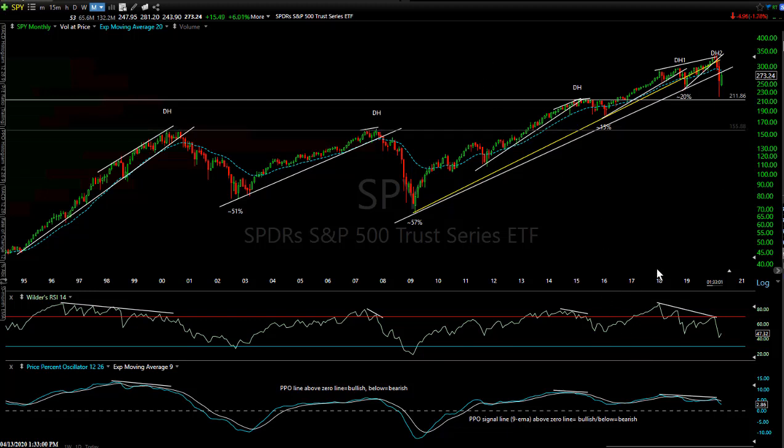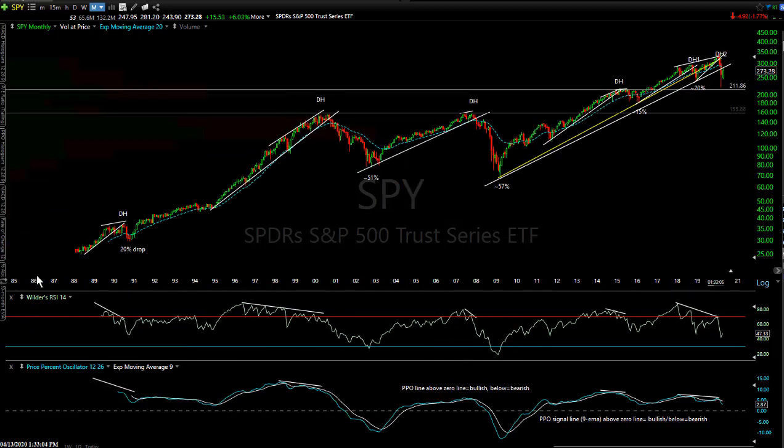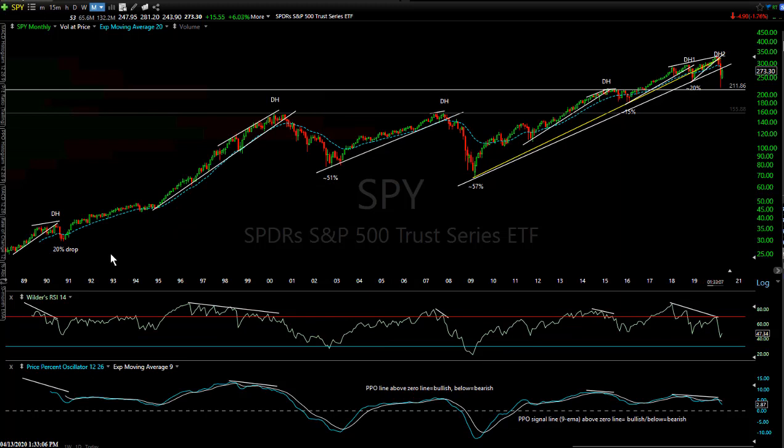We're looking here at a monthly chart spanning decades. We can go back into the 80s if we want here, and we can see the last several bear markets right here, and they all had some similarities. They all had these divergent highs leading up to it. They all had some nice clean uptrend lines to define the trend, and then sell signals.